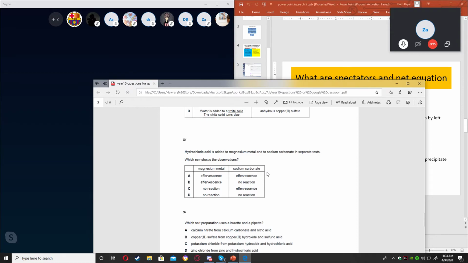With salt preparation, use a burette and a pipette.